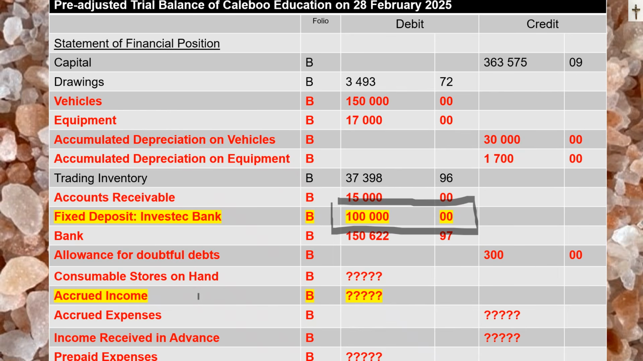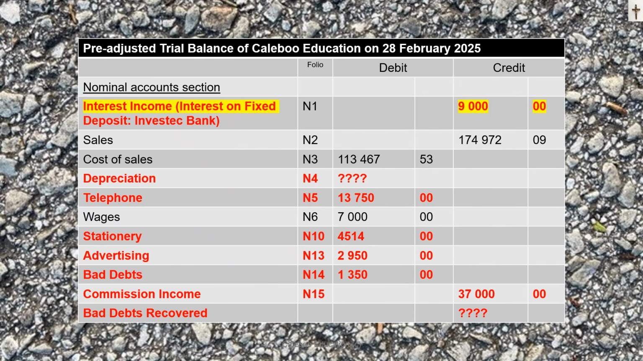So you will see I've highlighted here accrued income. We've earned interest but not yet received it. But it's a little bit more tricky than that. 10% of 100,000 is 10,000. We're owing income. Income is owed to us from the interest on fixed deposit. I'll show you why in a moment. Now if I go to the nominal account section, there's an interest income account and it has a balance of 9,000. But this amount here should be 10,000.